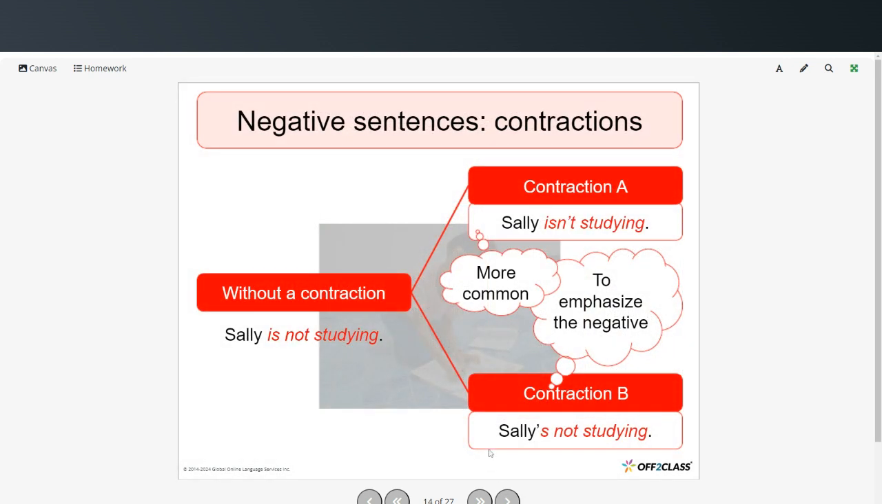Now, with negative sentences, we can also make those with or without a contraction. So here's an example without a contraction. Sally is not studying. So the more common way would be to say Sally isn't studying, but if you want to emphasize the negative, you could say Sally's not studying. So two ways to form the contraction. Just depends on whether you want to put the stress on the negative or on the main verb.